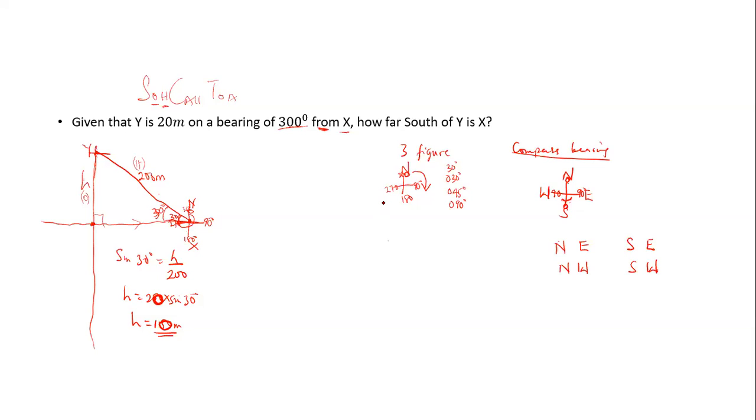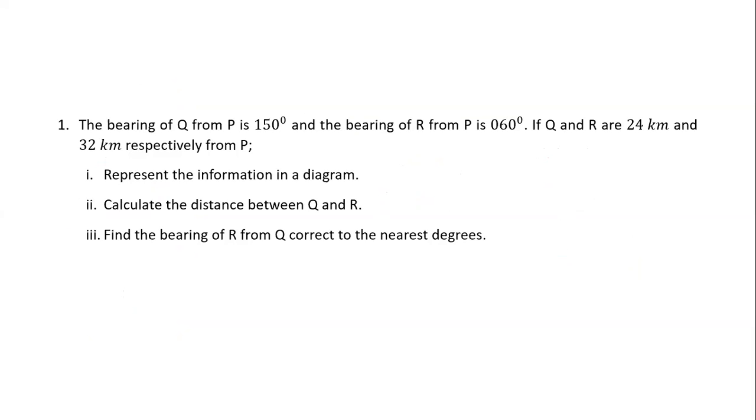By the time to conclude, let's just solve one more question before we round it up. This is a question here. It said the bearing of Q from P is 150 degrees, and the bearing of R from P is 060 degrees. If Q and R are 24 kilometers and 32 kilometers respectively from P, 1, represent the information in a diagram. 2, calculate the distance between Q and R. And 3, find the bearing of R from Q correct to the nearest degree. You can see that this question is loaded. It's very loaded.